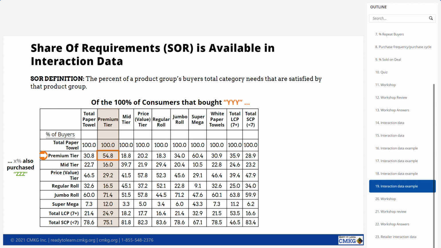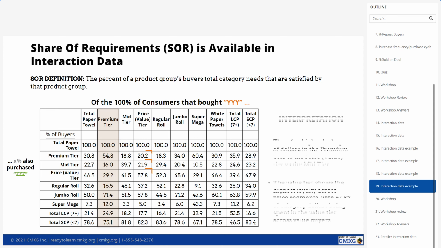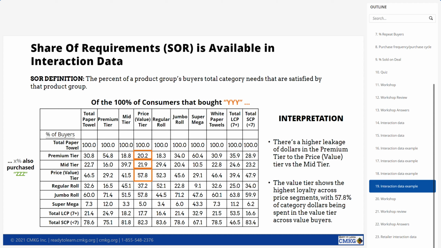54.8% of premium consumers' category dollars are being spent in the premium tier. 16% of their dollars are being spent in the mid-tier, and 29.2% are being spent in the value tier. If you recall from my previous example, using percentage of buyers, a significantly higher percentage of premium buyers were purchasing value tier versus mid-tier. And as we can see from the share of requirements example, this is translating into higher leakage of dollars into the value segment.